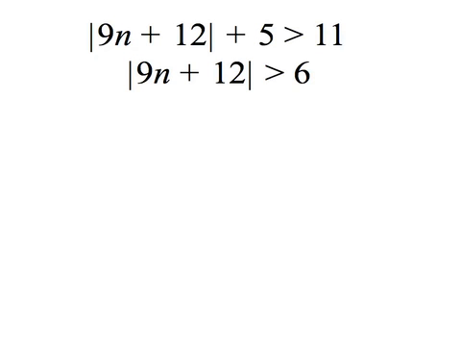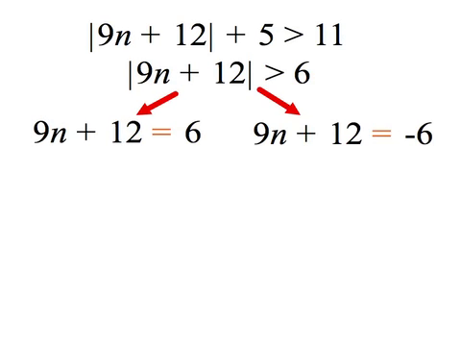But now is where the method changes. We stop worrying temporarily about the inequality and we pretend that it's an equation. And so you'll see I've put equal signs in orange. So for now, we're just going to solve the two equations. 9n plus 12 is equal to 6. 9n plus 12 is equal to negative 6. We're going to add negative 12 to both sides and get on the left 9n equals negative 6. Divide by 9 and we get n is equal to negative 2/3.